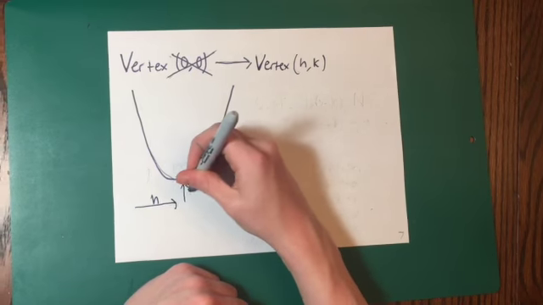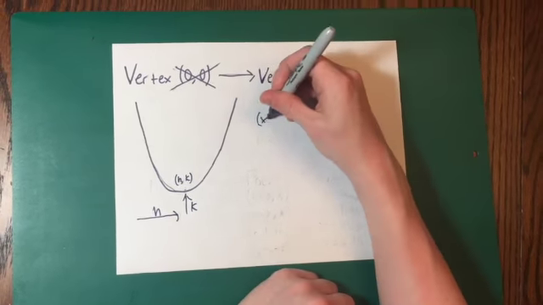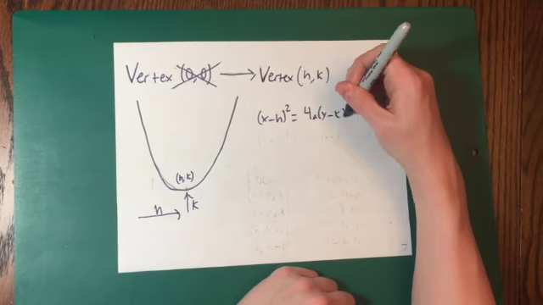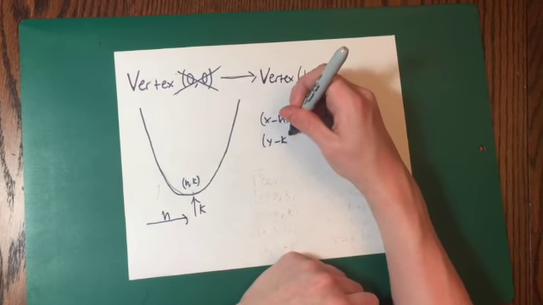This is equivalent to shifting the parabola rightward h units and upward k units. Now the formula for a parabola is (x - h)² = 4a(y - k) for a vertical parabola, and (y - k)² = 4a(x - h) for a horizontal one.